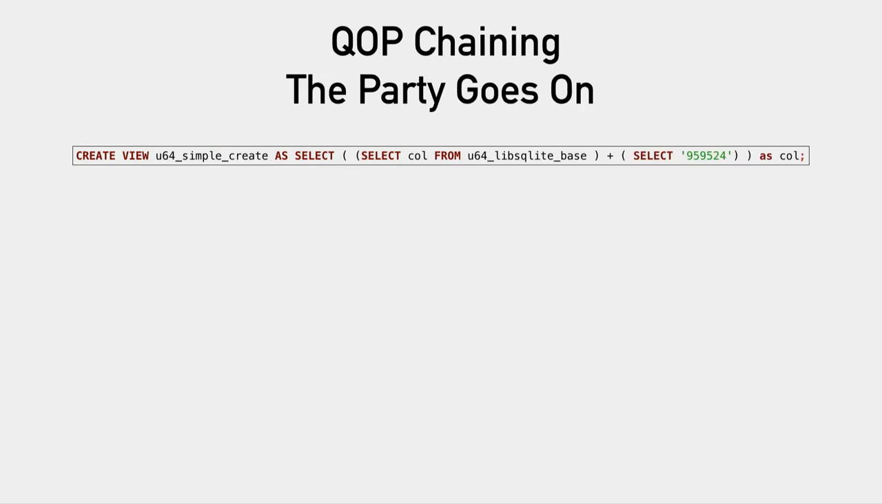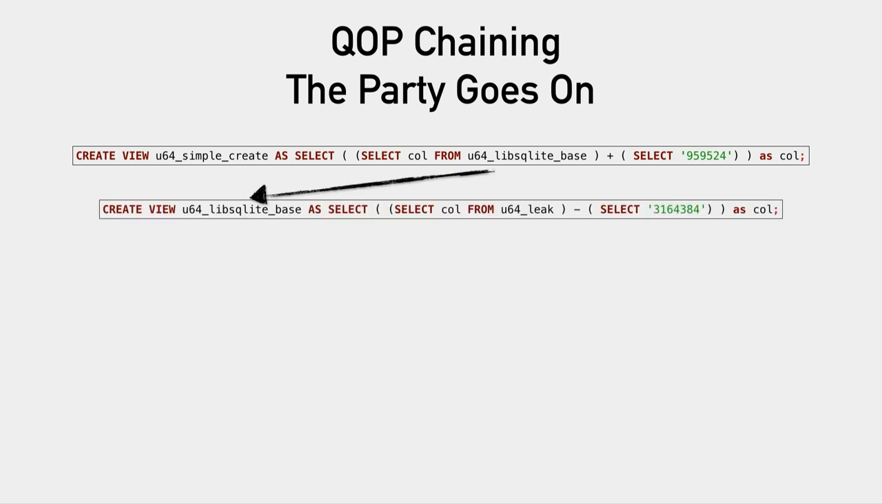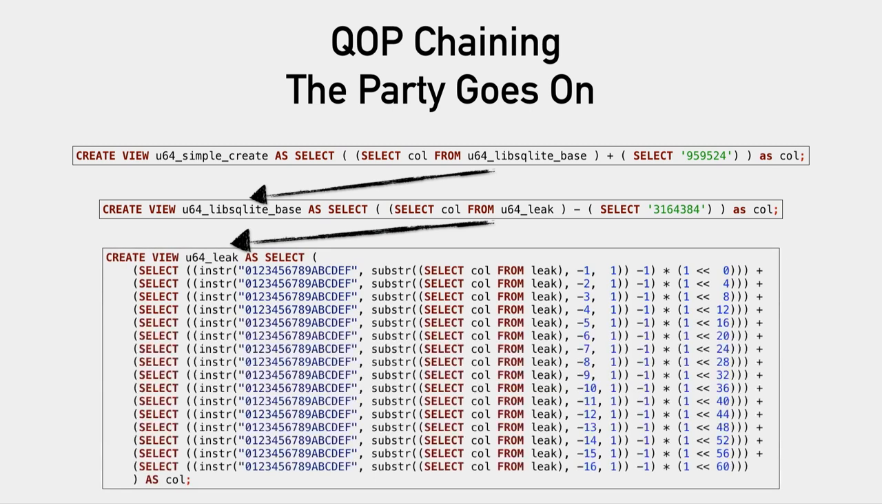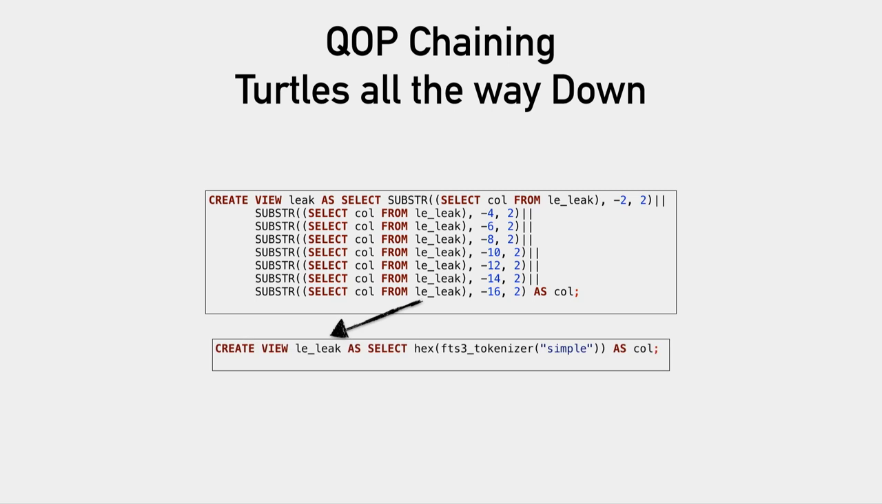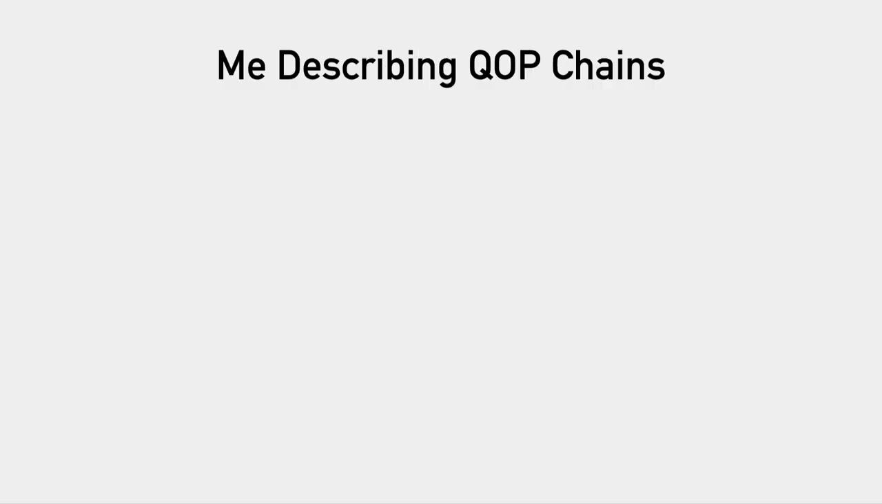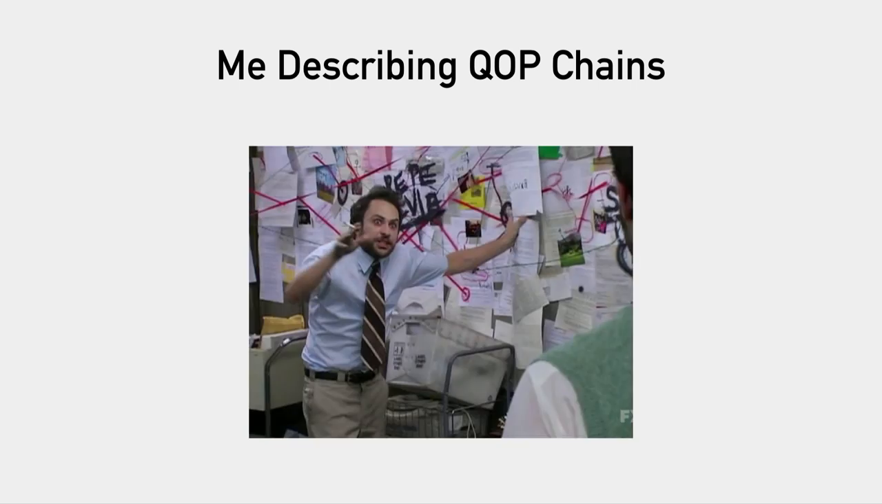The party goes on, because u64_simple_create actually goes back to u64_libsqlite, which utilizes some of our pointer arithmetic capabilities, right? And everything is derived from our initial leak, the u64_leak. But it's actually turtles all the way down. u64_leak refers to leak, right? And our unpacking capabilities. And leak goes all the way back to our initial vulnerability. And every time I describe this COP chain, this is how I must look, right? I must look insane. But luckily for you guys, you don't have to look like me, because we created cop.py.